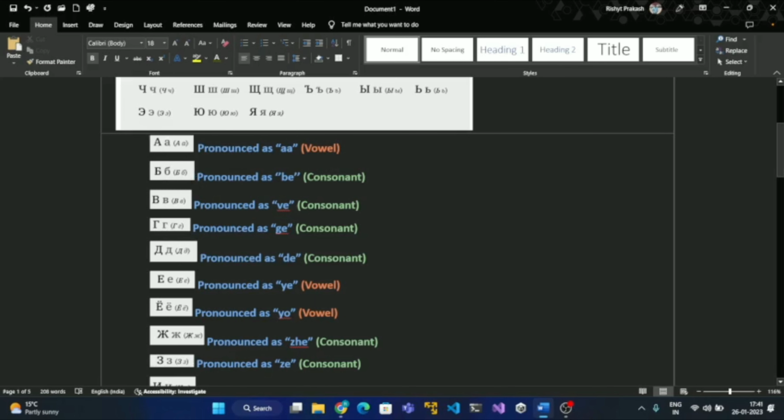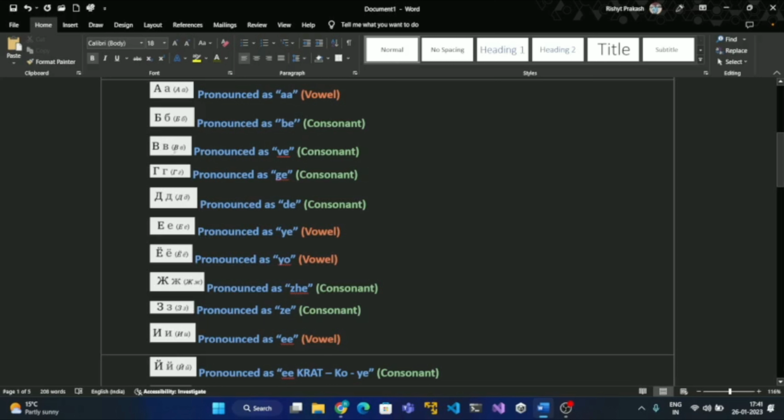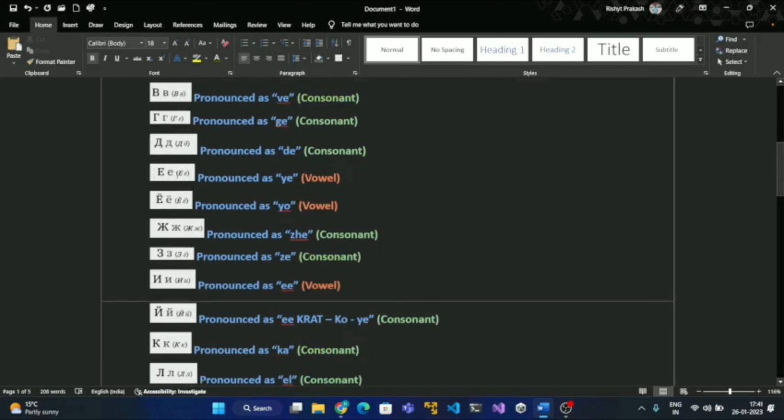So the next one is B, which is a consonant. The next one is V, which is also a consonant. The fourth one is G, which is a consonant. Then we have D, which is also a consonant. Then Ye, which is a vowel. After that, Yo, which is also a vowel.